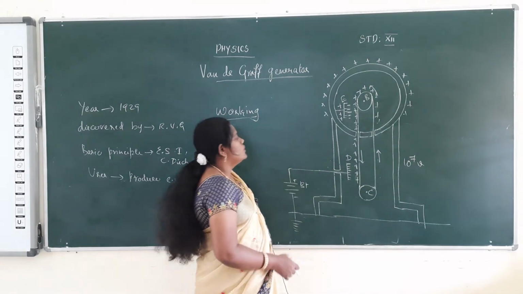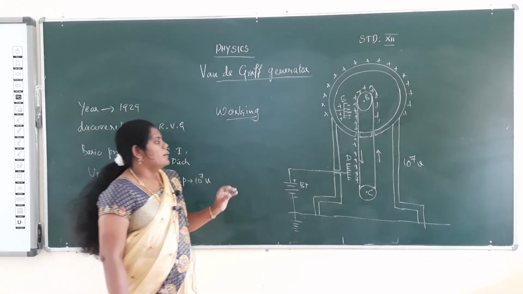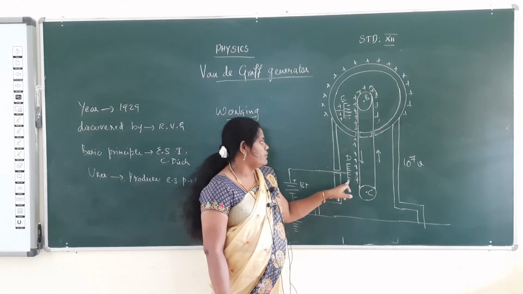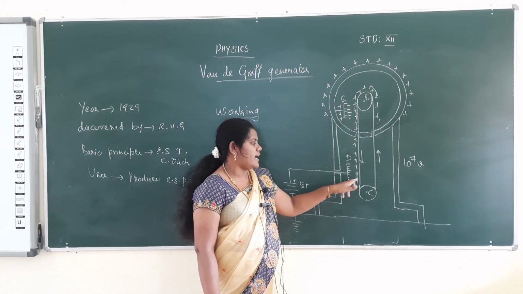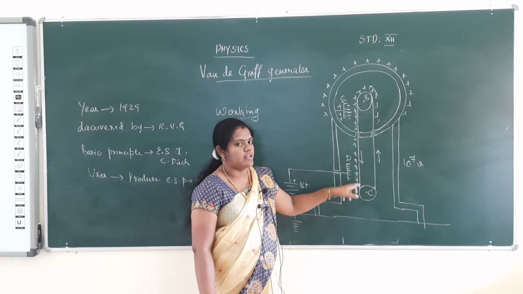Okay, so the Van de Graaff generator works just by applying the electric field on the comb D. At the comb D, the nearby air is ionized to create positive and negative ions.